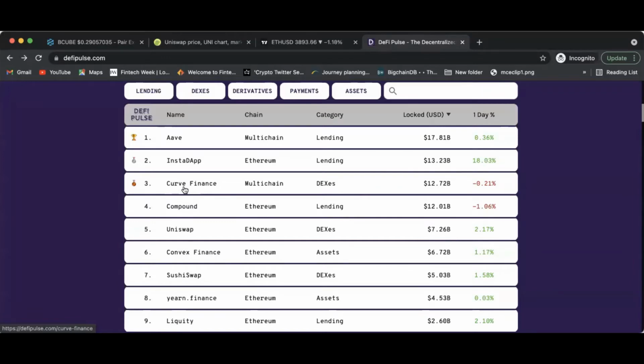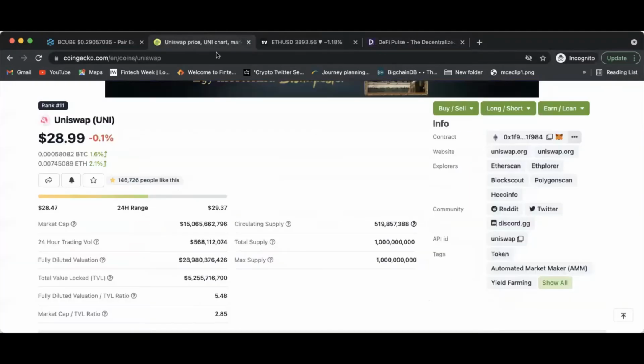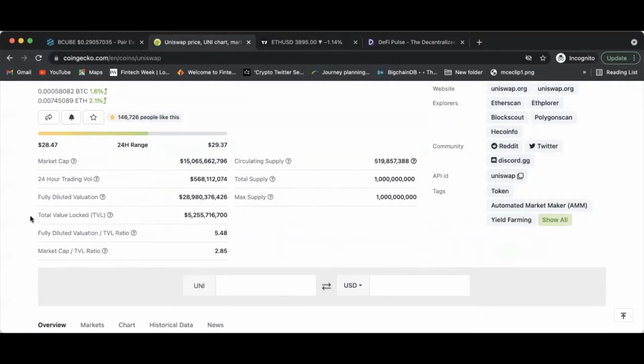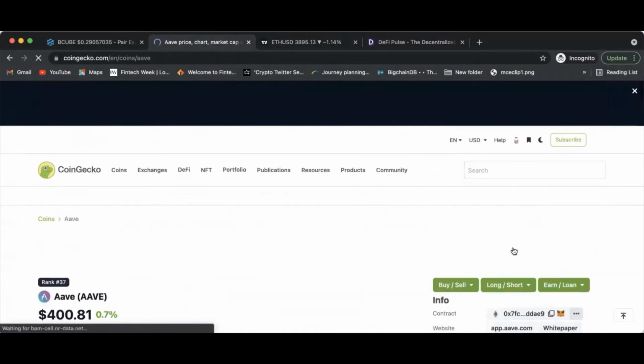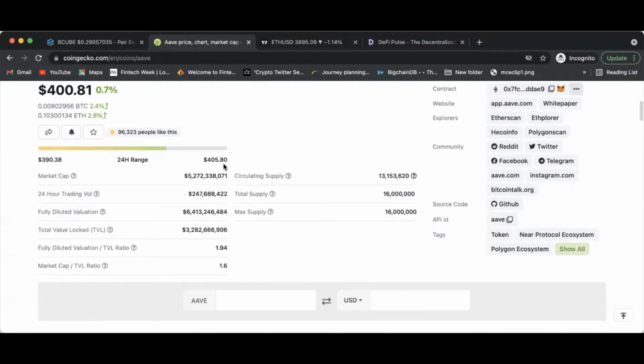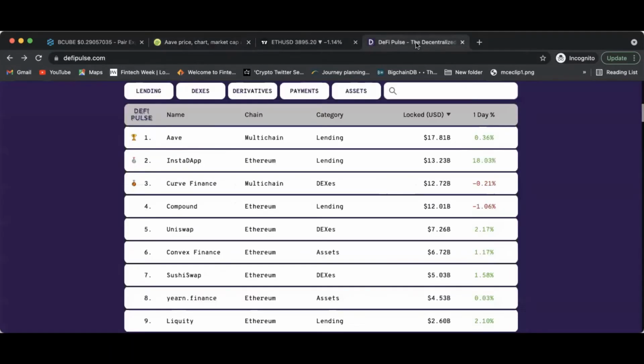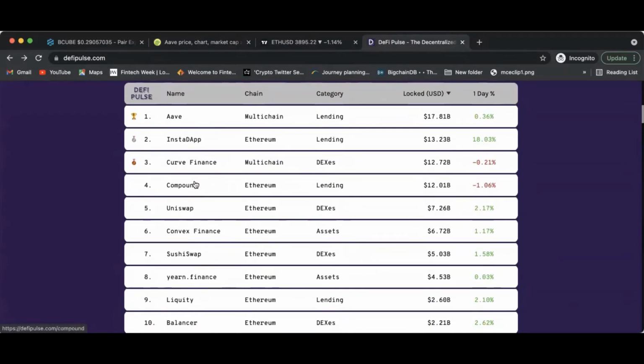So in that way, actually, Curve can easily do 10x from here. Just by this type of analysis, because that is a very valid analysis. Even CoinGecko and CoinMarketCap show total value locked, fully diluted valuation TVL ratio, and market cap to TVL ratio. This is very important. And even Aave, for example, has $5 billion of market cap when they are the leaders, having $17 billion in total value locked. So this is very interesting.